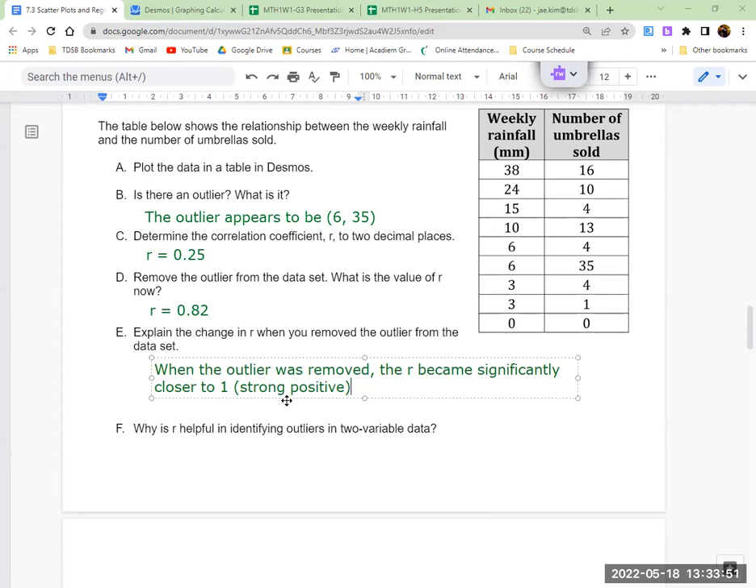So the question, why is R helpful in identifying outliers? Why is this helpful compared to what you had before? What was the other way we calculated outliers yesterday?